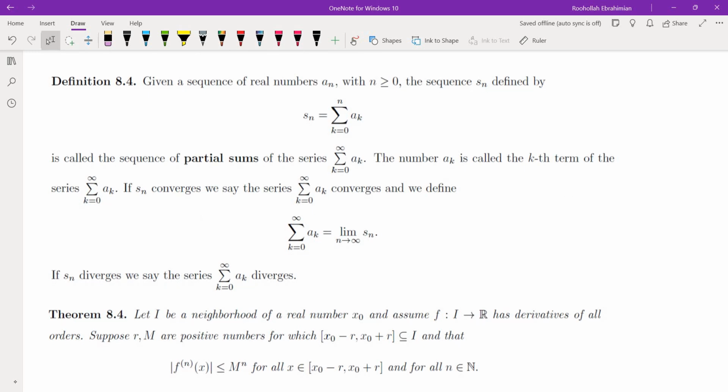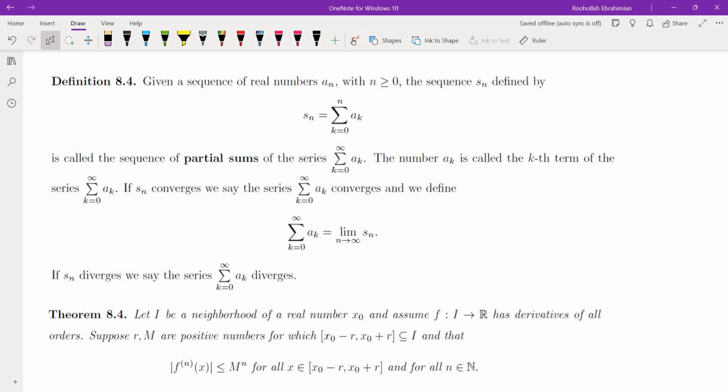Now, we would like to talk about when this function f can be approximated by Pn. In other words, when is it that Pn approaches f of x as n goes to infinity? For that, I would need a little bit of preparation. And this is something that we will need for the rest of the course. We will talk about these series extensively.